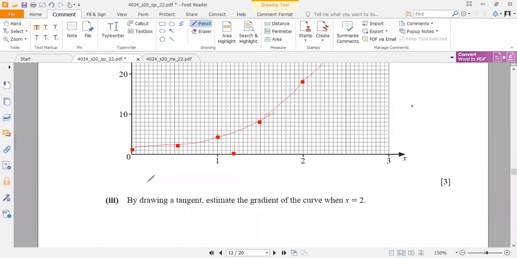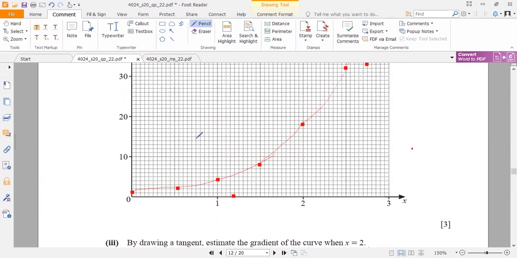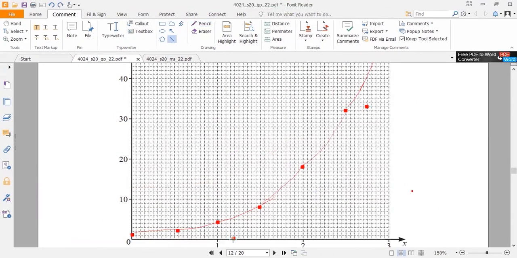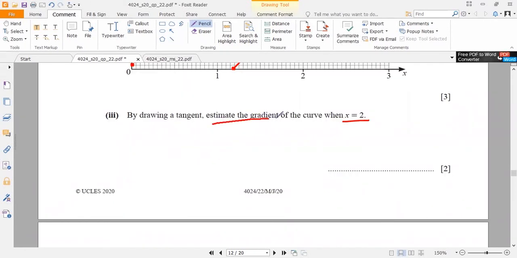Now in part 3, by drawing a tangent, estimate the gradient of the curve at x equals 2. It means that we need to draw the tangent over here. So let me draw the tangent like this. Okay, we need to estimate the gradient.